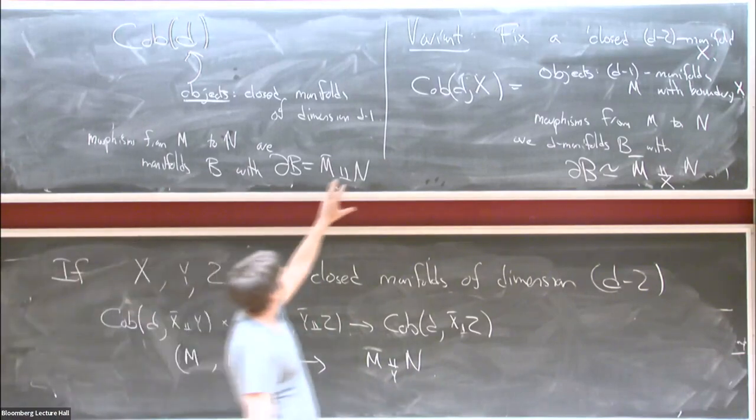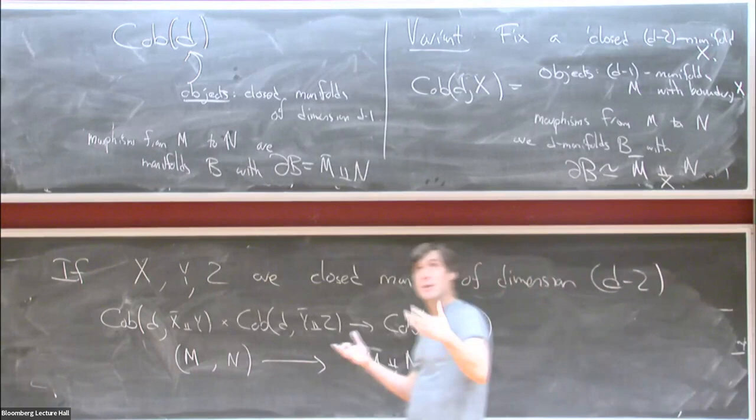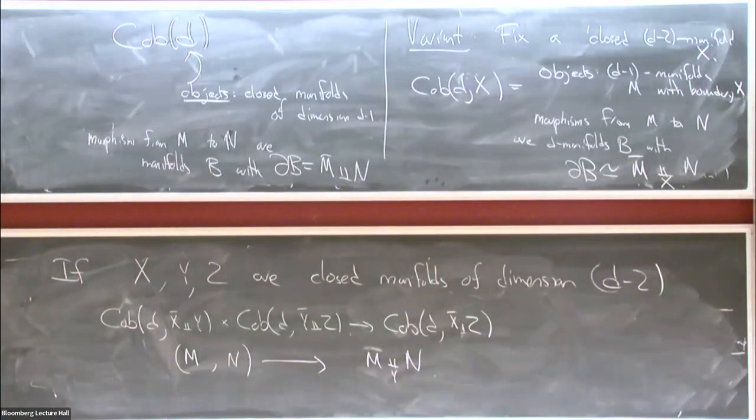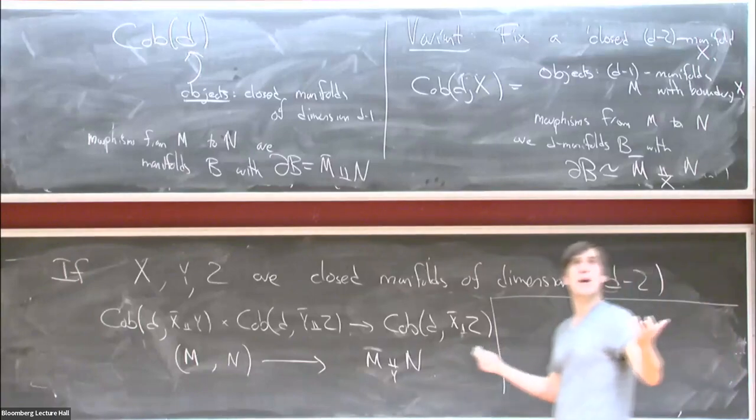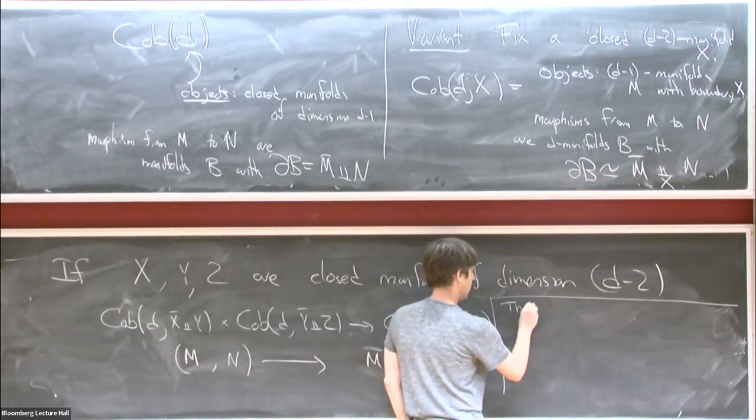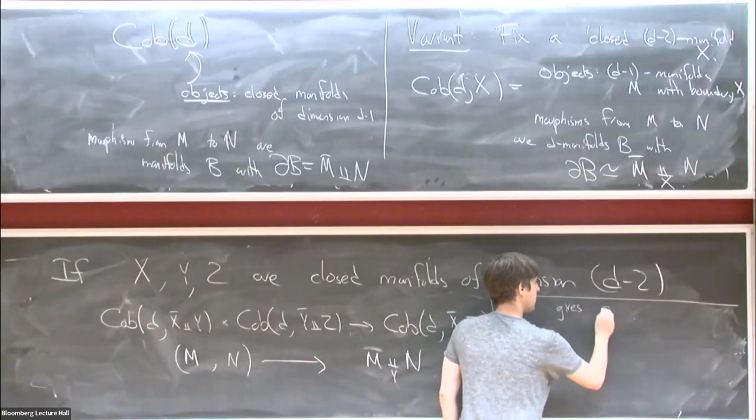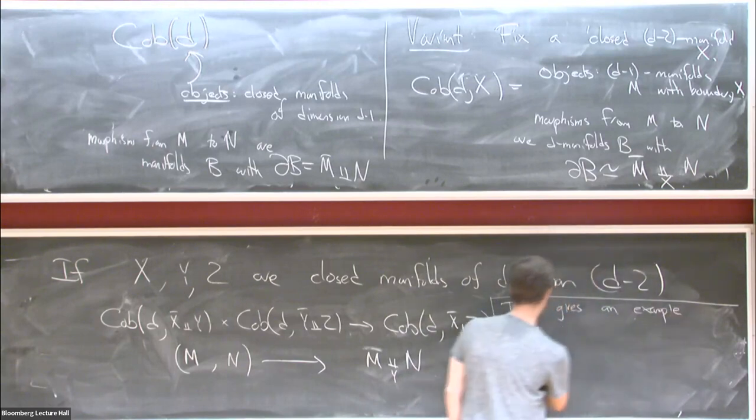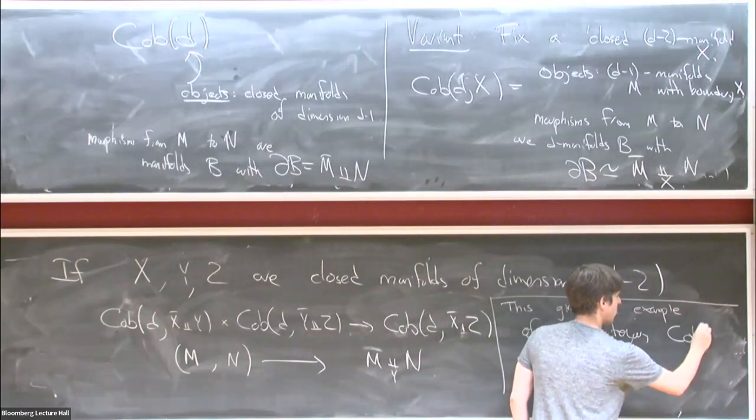So there's some mathematical structure here, which is made out of manifolds of dimensions D, D minus one and D minus two. And it encodes the ability to glue along manifolds of dimension D minus two and manifolds of dimension D minus one. And this sort of mathematical structure that you obtain is something that has a name. So this gives an example of a two category. Let me call this Cobb plus D.